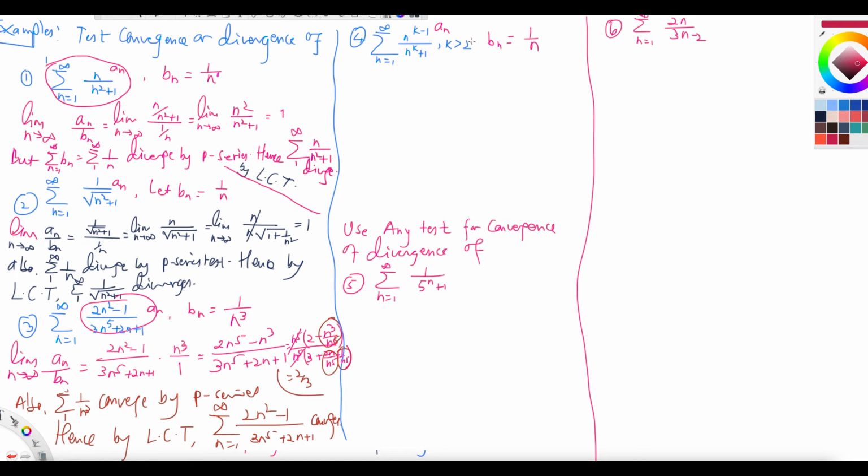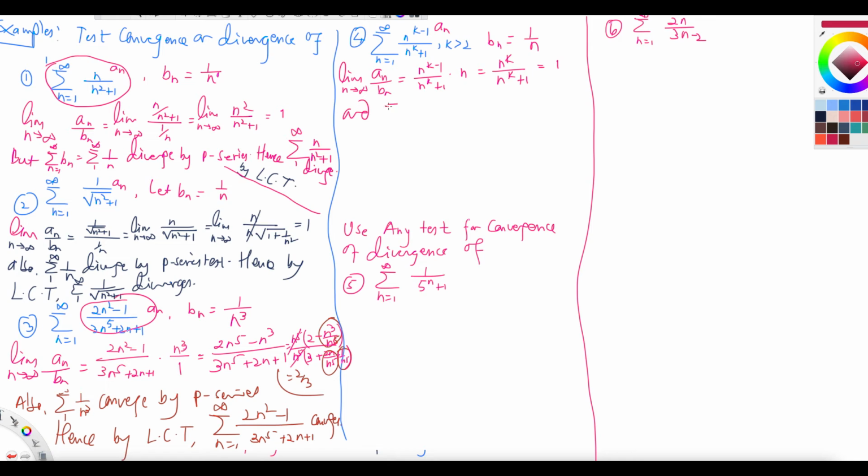That is b. Okay. Now again take the limit as n tends to infinity of an over bn. What do you get? You get n to the k minus 1 over n to the k plus 1 times n. So you will get n to the k over n to the k plus 1. And if you take the limit, you will get 1, because you can factor out n to the k in the denominator, and you will get 1 plus 1 over n to the k, and cancel with n to the k in the numerator.